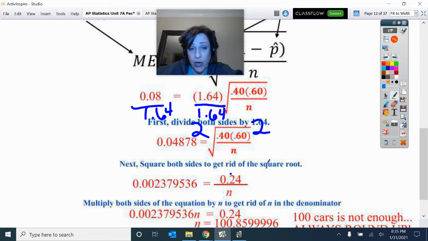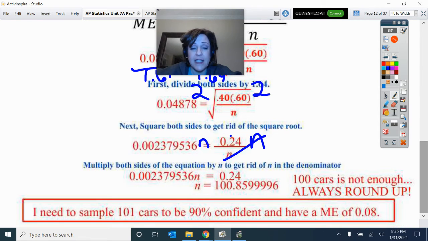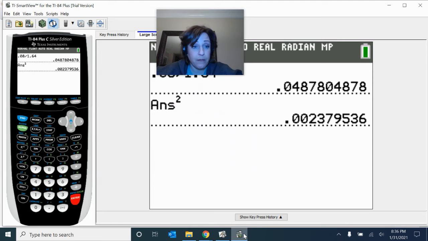Once we have that, here is where I get a lot of people making a mistake algebraically. Once we have this point here, we're multiplying by n on both sides. So we essentially have this number n equals 0.24. So it is the 0.24, the part on the right-hand side, that gets divided by this big long number on the left.